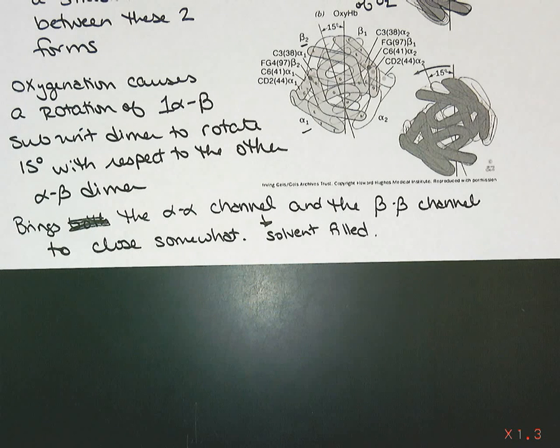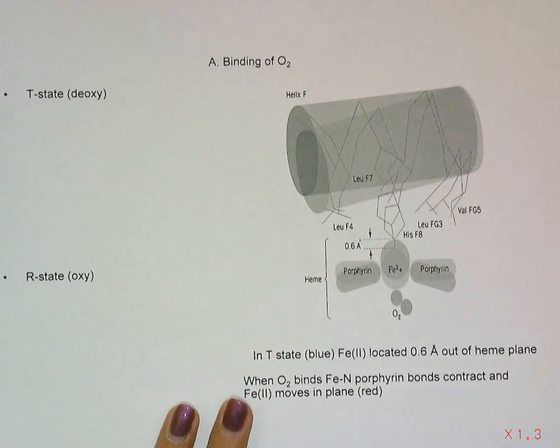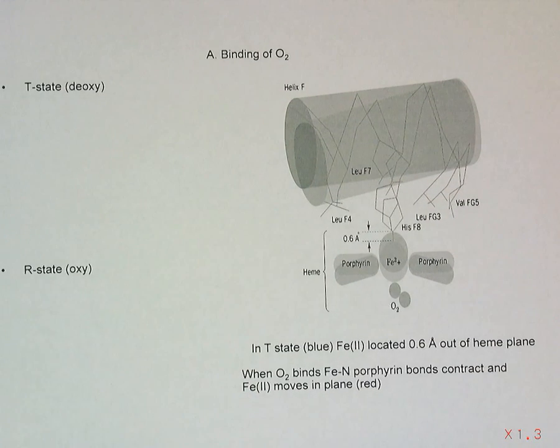says a structural change caused by the binding of oxygen. So let's take a look, zoom in on just the heme group and see what happens on the heme group that causes this quaternary structural change.